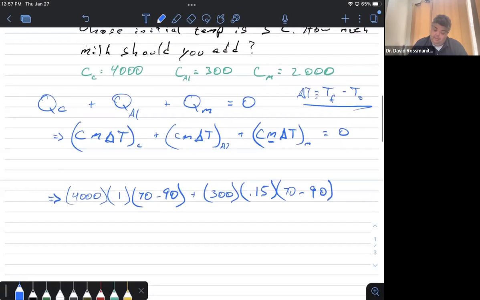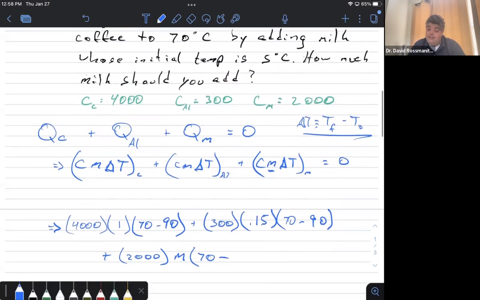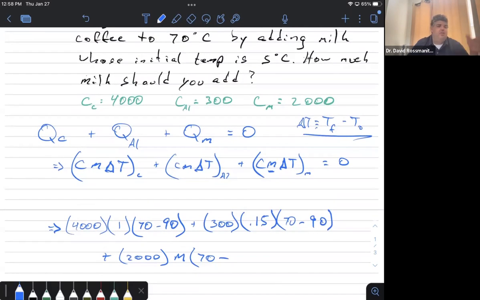Now the last piece, the milk. Specific heat of the milk given is 2,000. The mass of the milk, that's what I want to find, so I leave it as m. And then delta T for the milk. Again, the final temperature of everything is 70. So that's 70 minus the initial temperature. Well, the milk, I'm told specifically, is at 5 degrees. So you just pulled it out of the fridge. So initial temperature of 5.